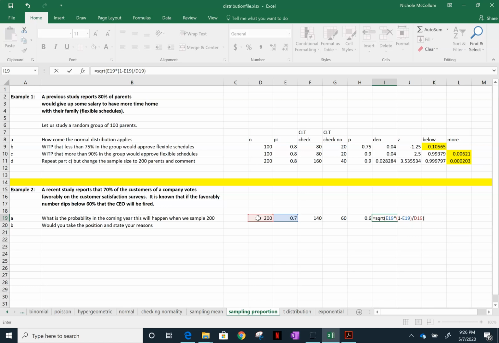So it is pi times 1 minus pi divided by n, all square rooted. Boom. That is our spread factor, about 3%. That is our spread factor, our jump factor. All right, so what's our z value? Our z value, by definition, is your sample value minus the national statistic divided by the spread factor, the standard error. So I get a z of negative 308.